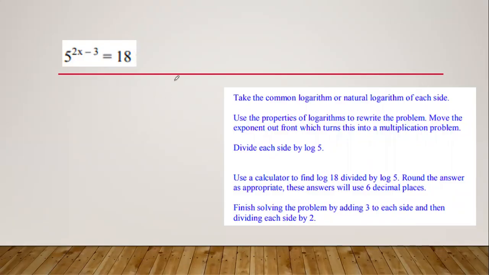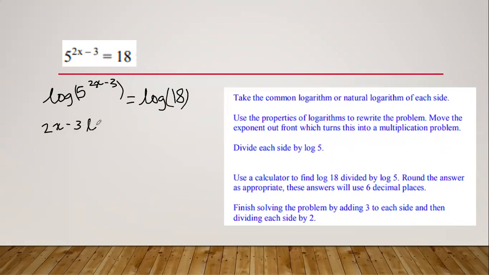Okay, so let's try this first example. So here I have a base 5, and here I have a base 18. We know we cannot rewrite 5 to any power to equal 18. So we're going to have to take the logarithm of both sides. So I take the log of 5 to the power of 2x minus 3, and the log of 18. Remember, these are both base 10 because this is my common log. And so here I have a power property. So now I need to move this 2x minus 3 as a coefficient to the very front of my problem. 2x minus 3 times log 5 equals log of 18.